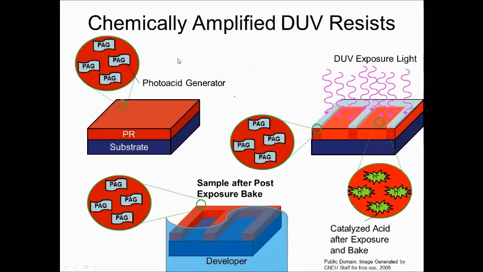Does that make sense? So that's why this is a two-step process. The light activates the photoacid generator, and the acid reaction follows the Arrhenius exponential, and it's finished by the heat.